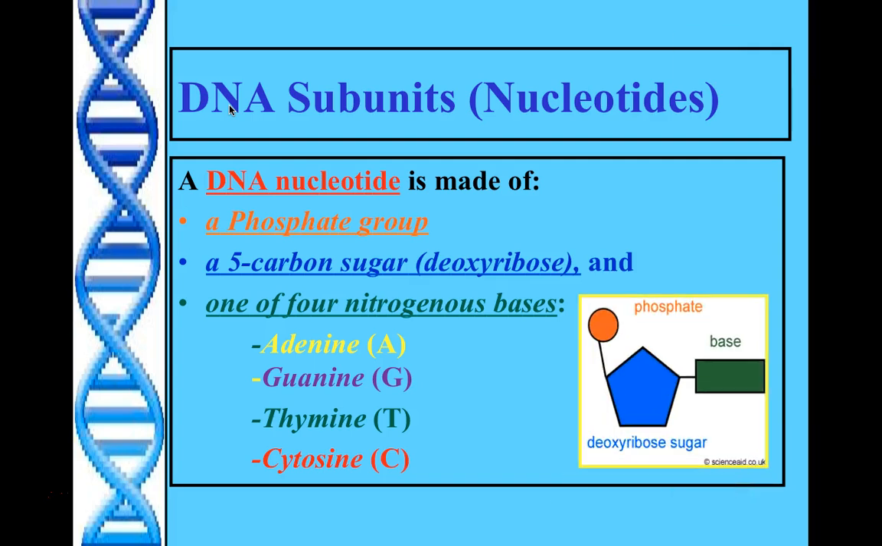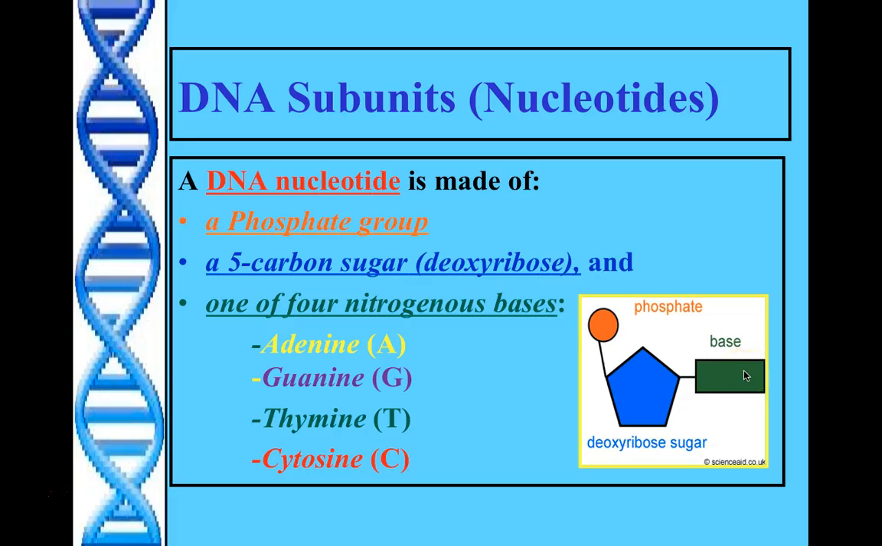Okay, so here's a picture of the nucleotide. We have our phosphate out here on the end. We have our deoxyribose sugar in between the phosphate and one of the 4 bases. Like I said, this could be an adenine, this could be a guanine, this could be a thymine, this could be a cytosine, but it's only one of the 4.